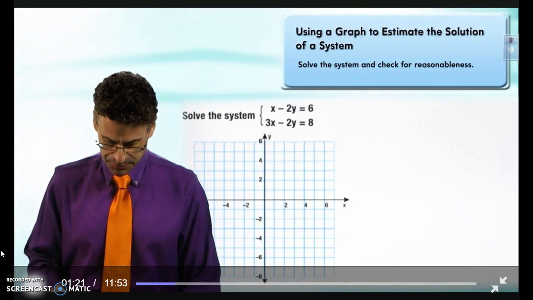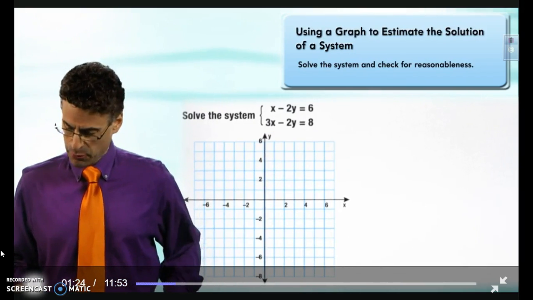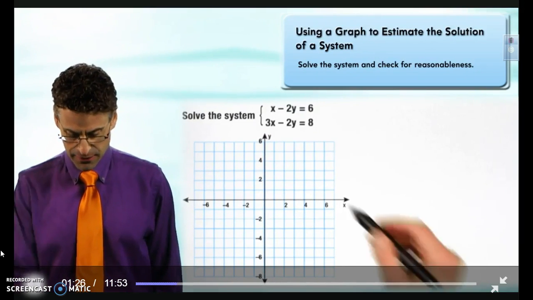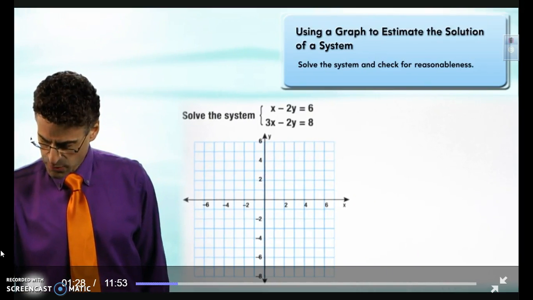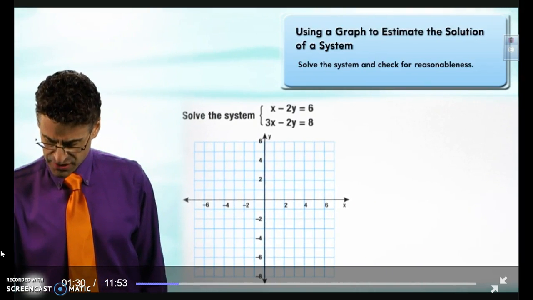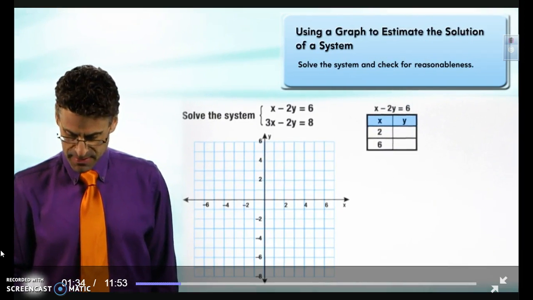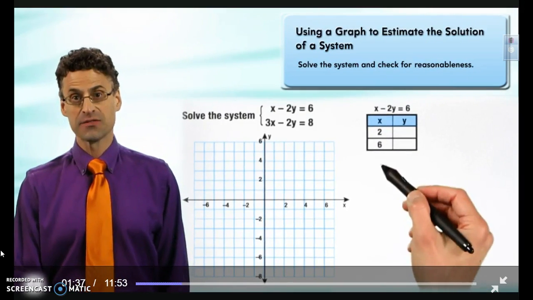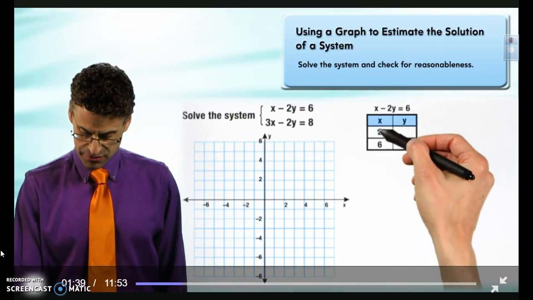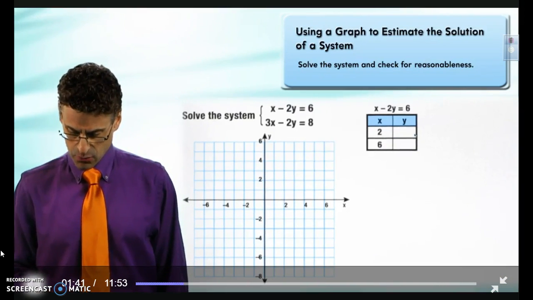So there's the coordinate plane. And now I want to just plot a couple points. There's lots of ways of graphing. We know how to graph these types of things. So here's one way: make a table. Here, someone gave us the x values, which is always so handy: 2 and 6. And now we have to find the corresponding y values.